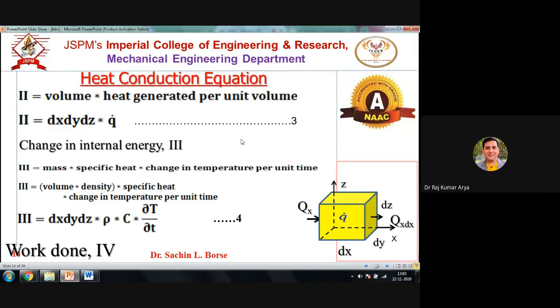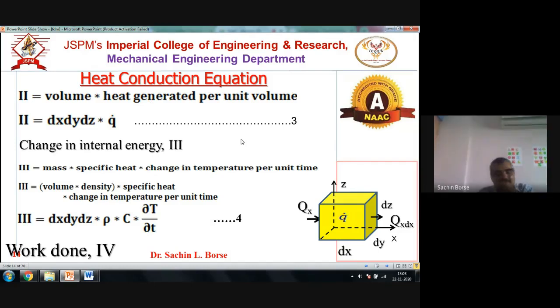Now how will we calculate the mass? We'll calculate the mass by multiplying the density with the volume, that is dx dy dz into rho is the mass. cp is the specific heat, and del T is what? Del capital T is the change in temperature divided by the change in time. Why divided by the change in time? Because on the left hand side all the units are joule per second, so we have to make it joule per second.